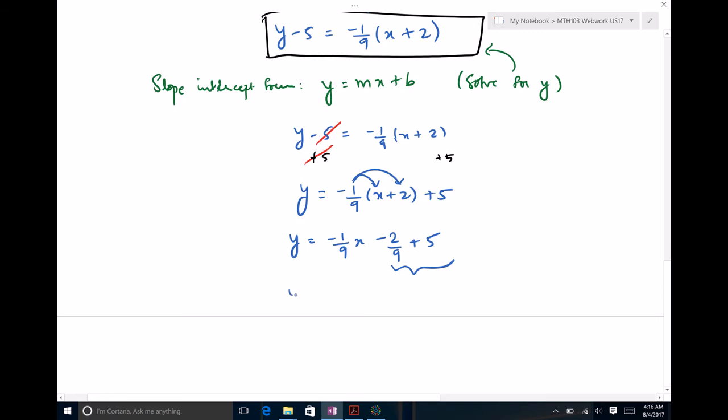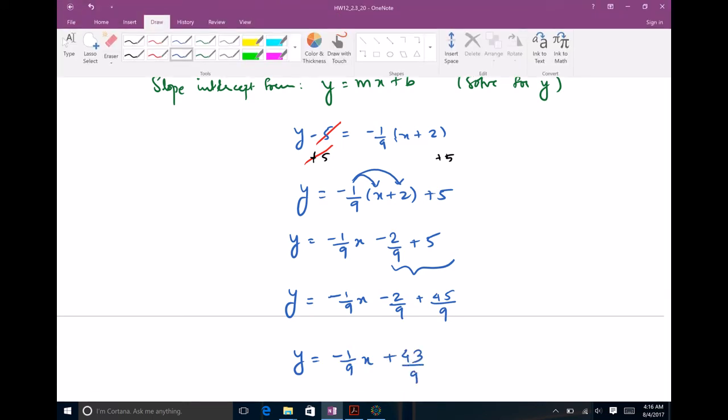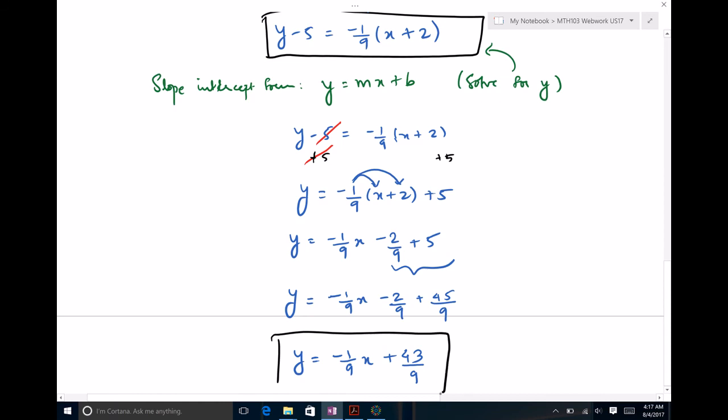So I'm going to rewrite 5 with the LCD. So y equals negative 1 over 9x, and then negative 2 over 9, and 5 is 45 over 9, because 5 times 9 is 45. Now I can add these two terms. So I have y equals negative 1 over 9x, and negative 2 plus 45 is plus 43 over 9. And so this is the equation that I was looking for in the slope-intercept form. You can see that it looks like y equals m times x plus b.